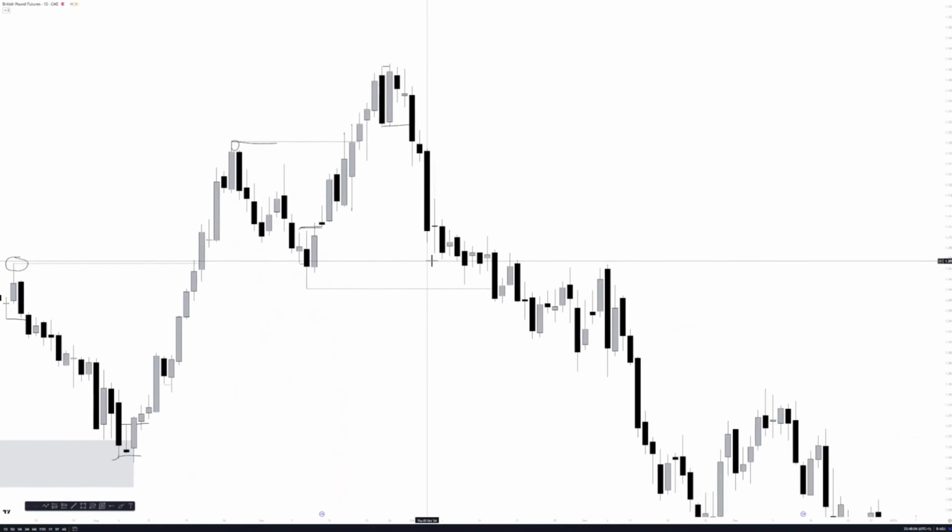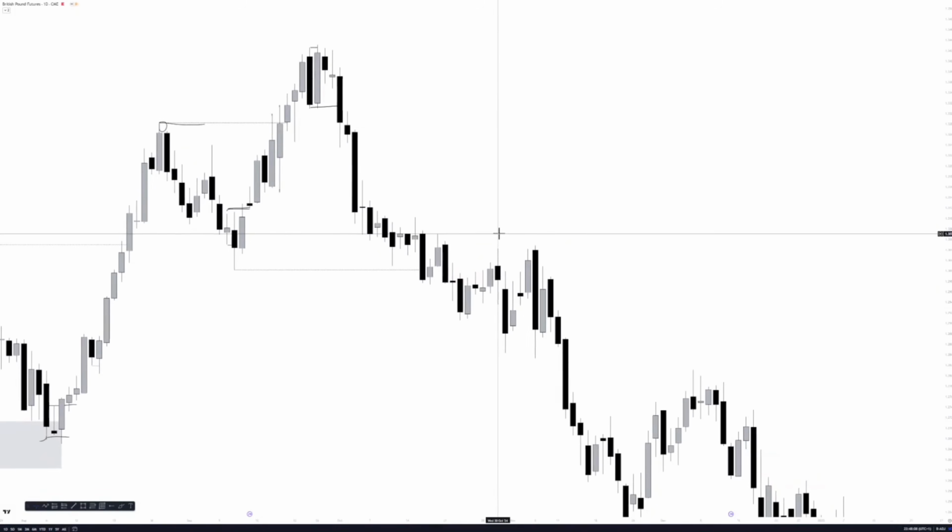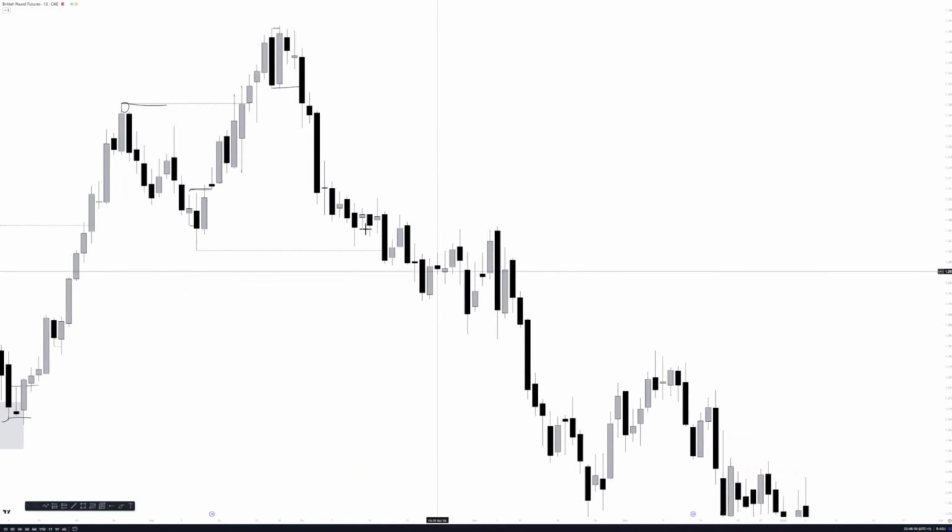After the break of structure to the downside, that means we are bearish in this scenario and want to continue selling. So how do you anticipate the pullback? You want to wait for, again, the change of character.